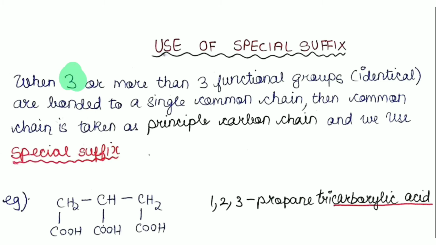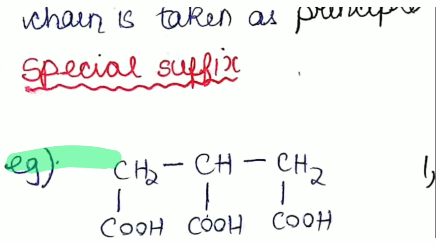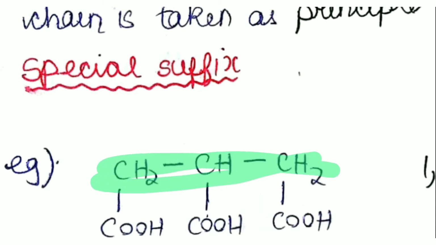That 3 or more than 3 functional groups that are identical should be bonded to a single carbon chain, and the common chain should be the principal carbon chain, and then we use the special suffix, that is carboxylic acid. An example for this we have over here. So there are 3 functional groups that are identical, that is the carboxylic acid functional group that is attached to the same carbon chain, which is also our principal carbon chain.